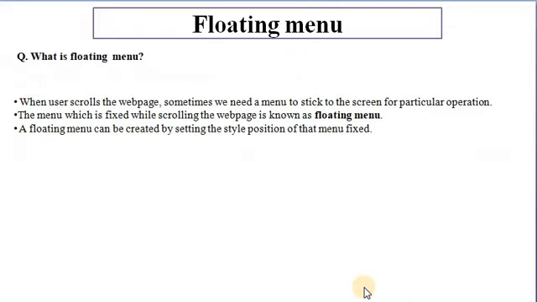Next point is the floating menu. What is a floating menu? When a user scrolls the web page, sometimes we need a menu to stick to the screen for a particular operation. The menu which is fixed while scrolling the web page is known as a floating menu. A floating menu can be created by setting the style position of that menu to fixed, that is style equal to position fixed.